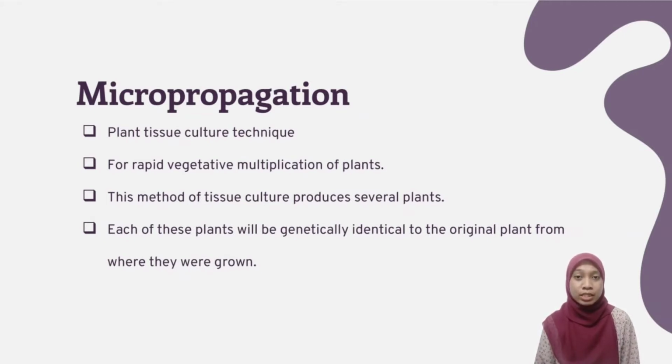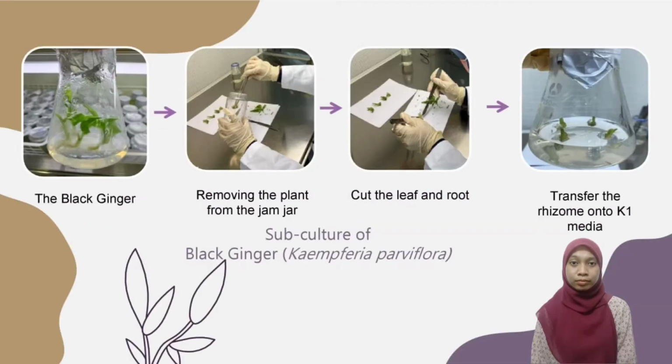Micropropagation is the tissue culture technique used for rapid vegetative multiplication of plants. This method will produce several plants genetically identical to the original plant from where they were grown.